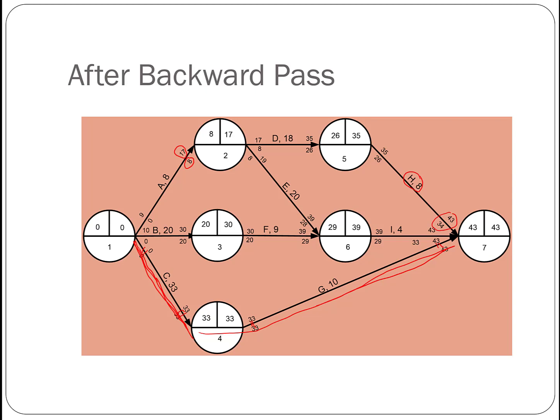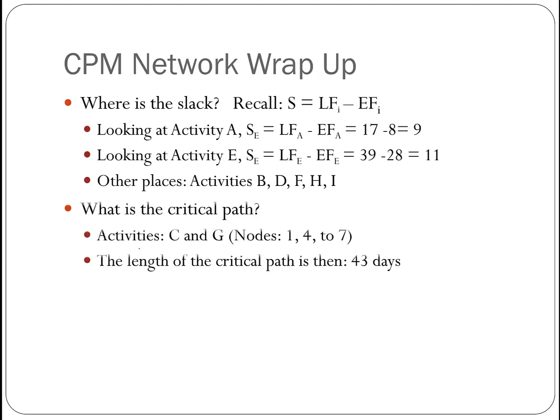So this path is called the critical path because all the activities on this path cannot be delayed. They don't have any slack at all. If any of those activities is delayed, then the entire project will be delayed. So activities C and G, or nodes 1 to 4 to 7, is the critical path. And the length of this critical path is 43 days.